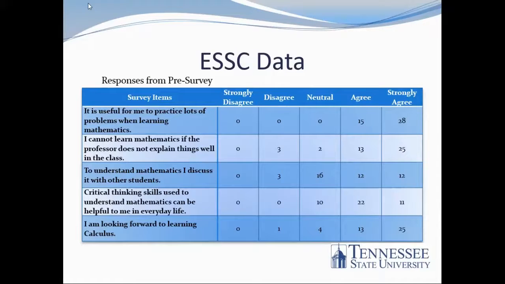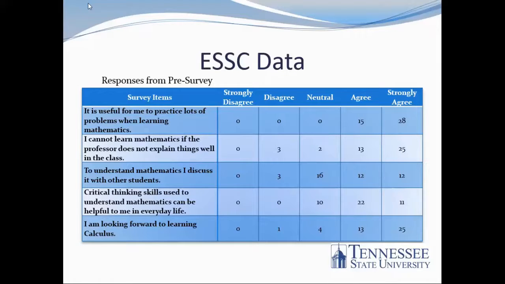So we administered a pre-survey to the students at the beginning of the semester. So these are some of the responses that were collected from the pre-survey. For the item, it is useful for me to practice lots of problems when learning mathematics, all of the students either agreed or strongly agreed with that statement.